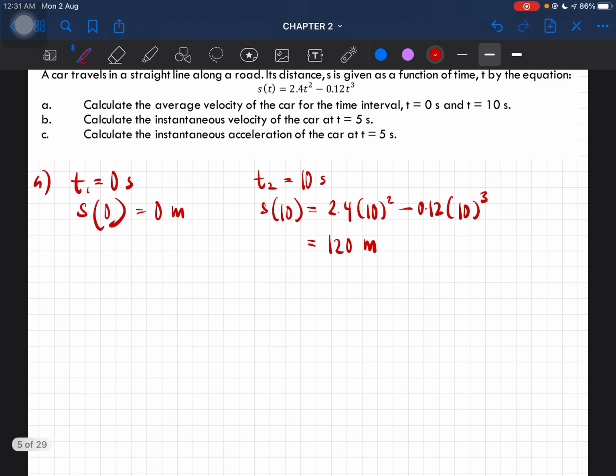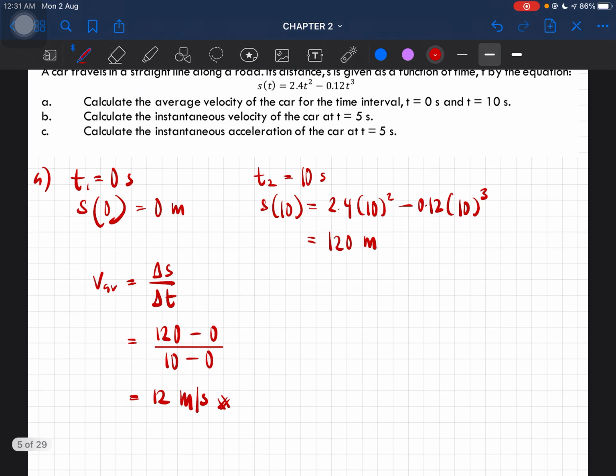Okay, now you can find the average velocity by using the formula delta S over delta T. So delta S here is our change in displacement, which is 120 minus 0, over the time, which is 10 minus 0. So here you will then get 12 meter per second as the average velocity.